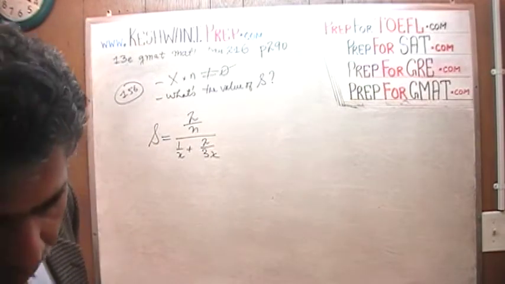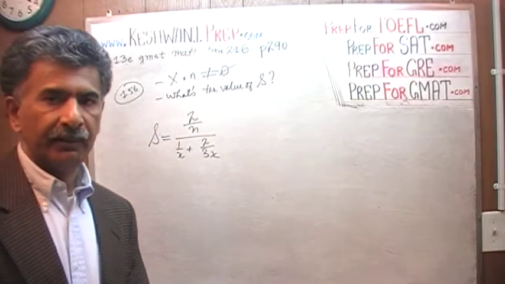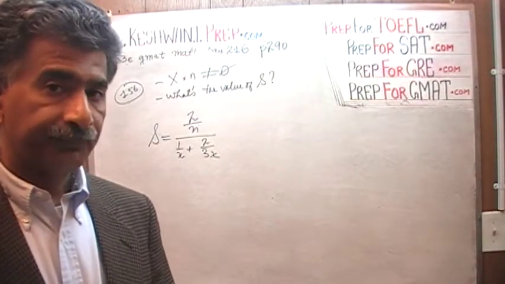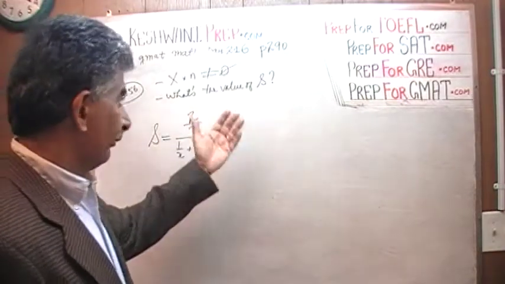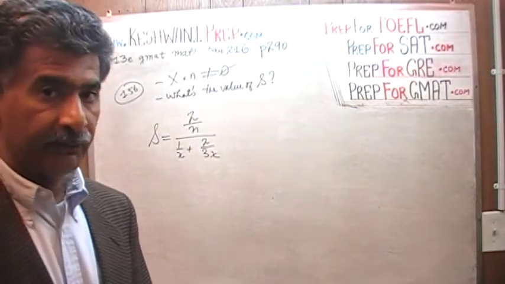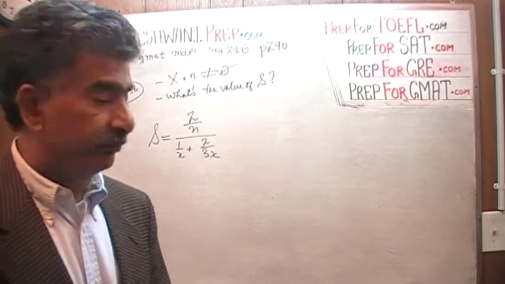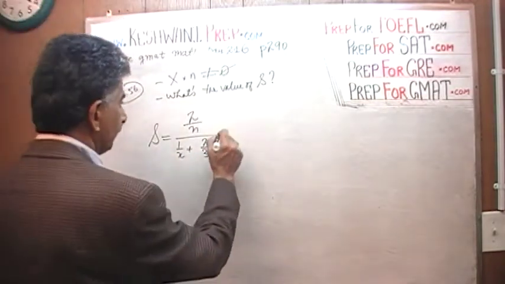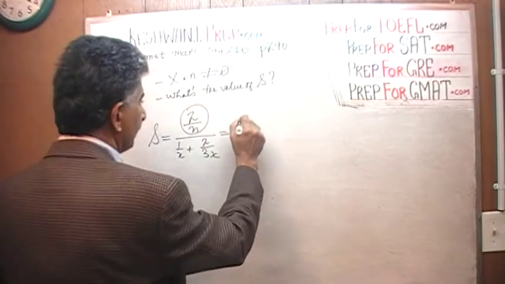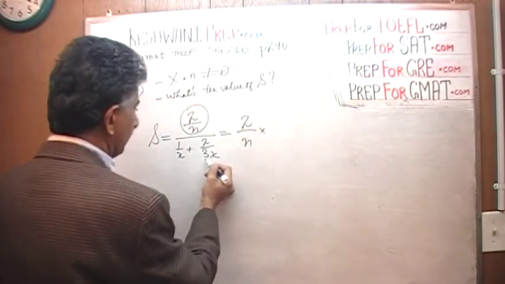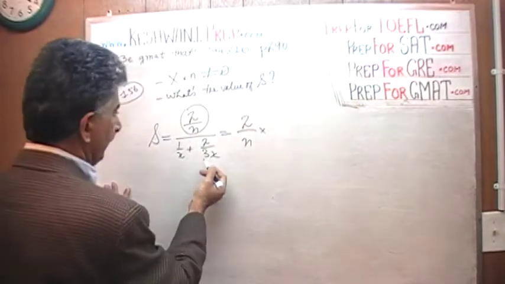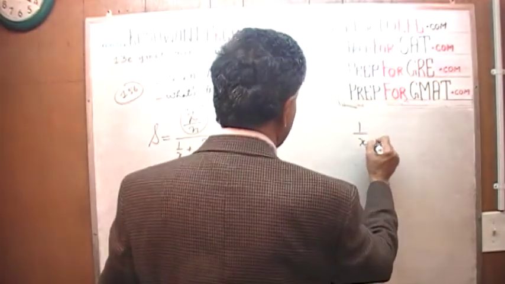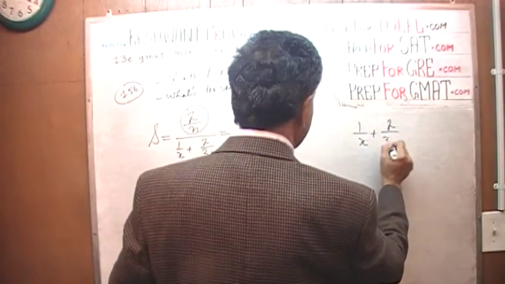the smart thing always is to simplify this as much as you can before you look at the answer choices. Because whatever they're giving us in the two statements will be much easier to use if we have this in the simplified form. So let's do it. This is simply the top part, which is 2 over n, times the bottom part. Let's first take care of the common denominator separately here: 1 over x plus 2 over 3x.